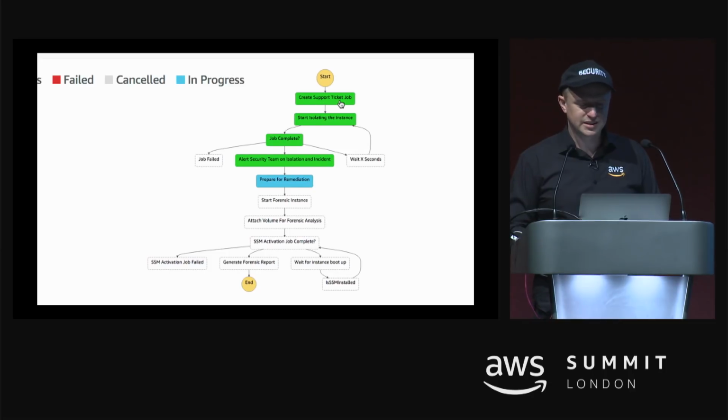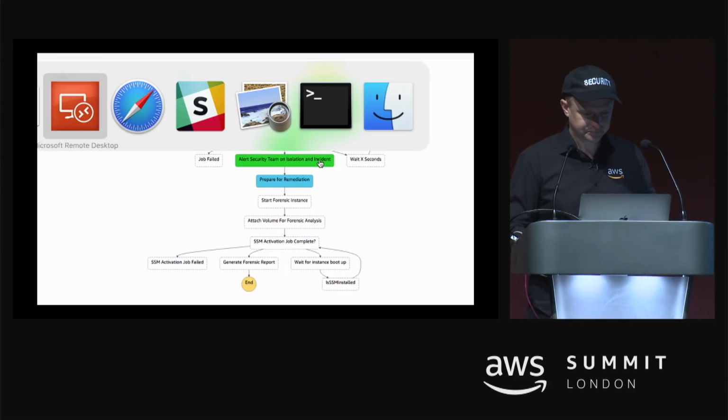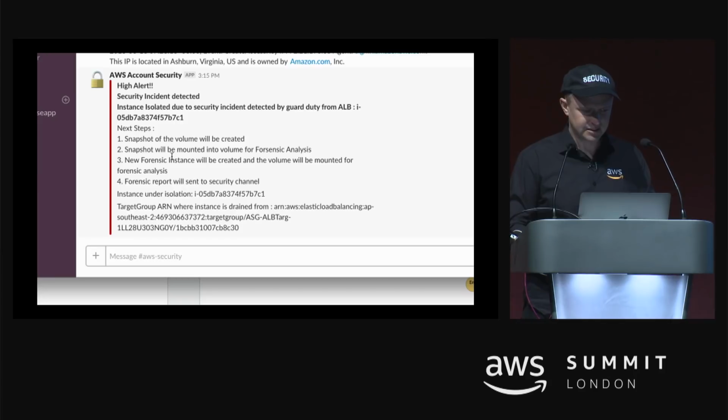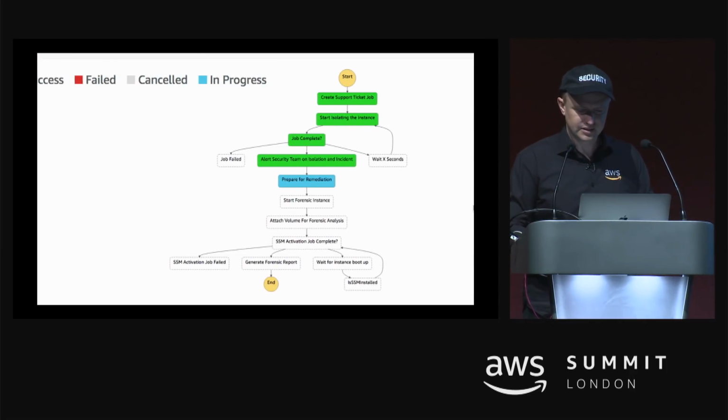So we've got a capability in there to create a support ticket. So if you have a ticketing system that you want to integrate with, just place your code into there. We're going to start isolating the instance, wait for that to be completed, and then we're going to alert the security team. There we go. We've got our alert here that the instance has been isolated, and we've got the real instance ID in there. And we've also got this information here. So it's already being drained from the target group in the application load balancer. And this will step through preparing the instance for remediation and starting that forensic instance in the clean room.